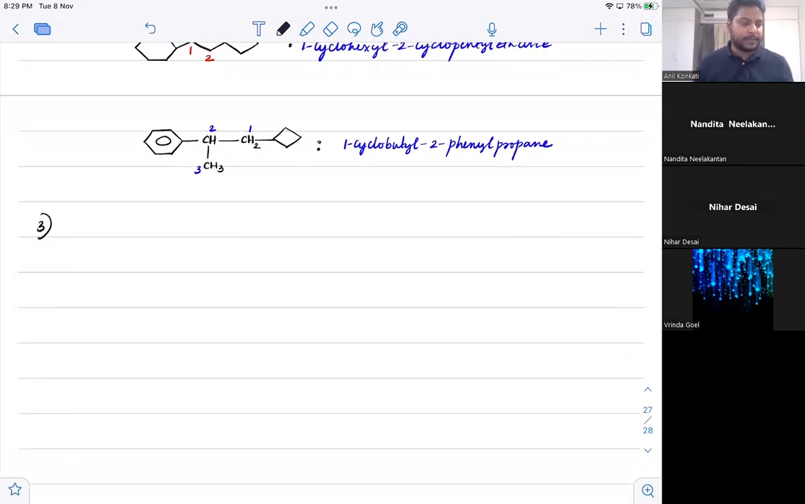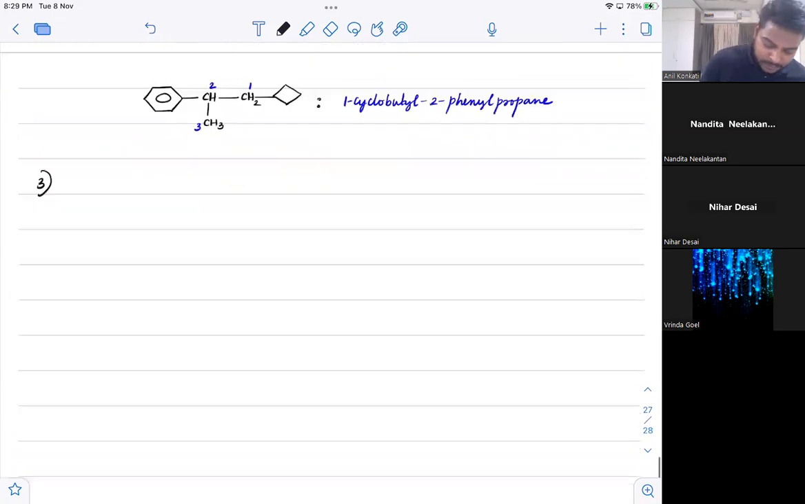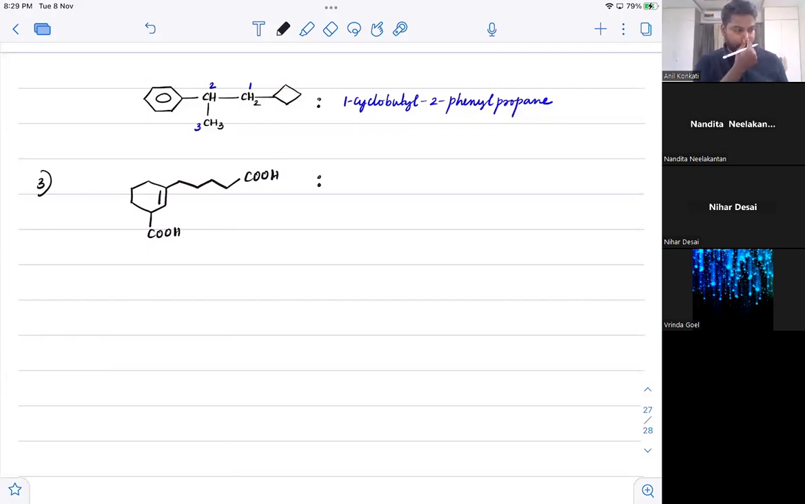Third special case, where we have to write the IUPAC name properly, is when you have two functional groups, but both of them are in different groups. Suppose you have COOH here, and then I have COOH here with a double bond here. All right. Now think, what should be the name? Because now the problem here is you need to give priority to either the straight chain or the cyclic chain.